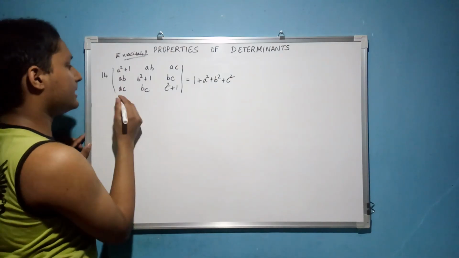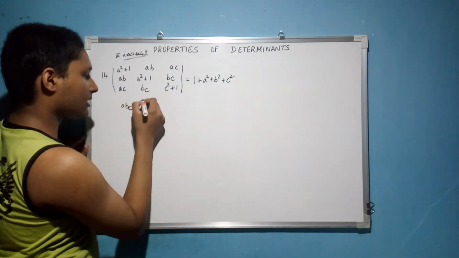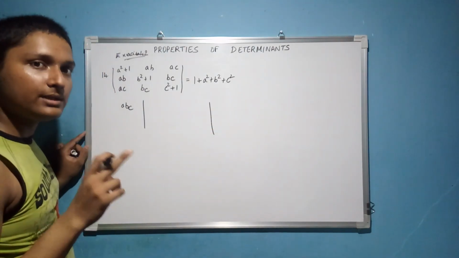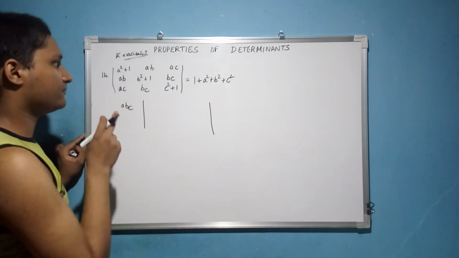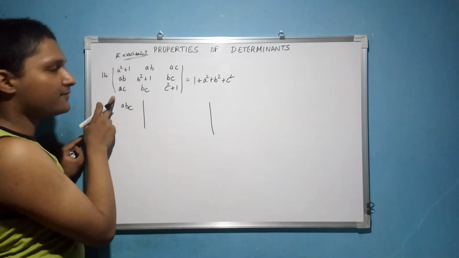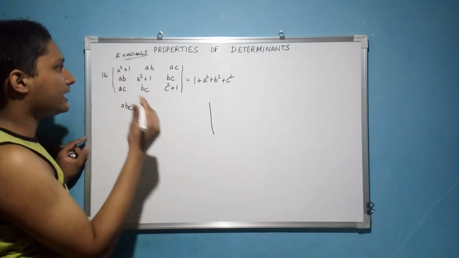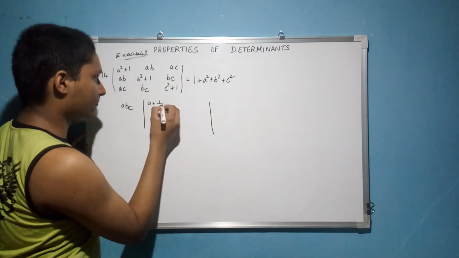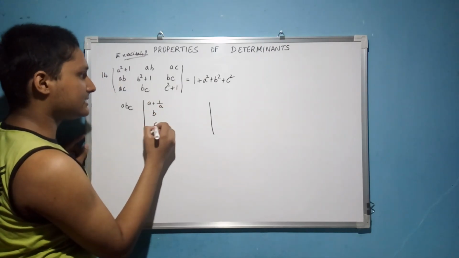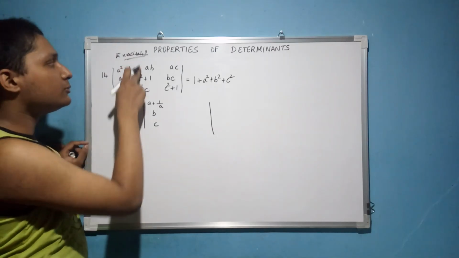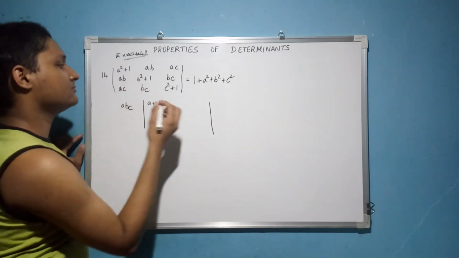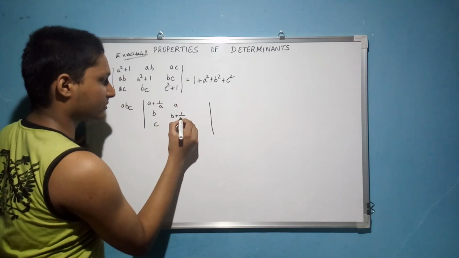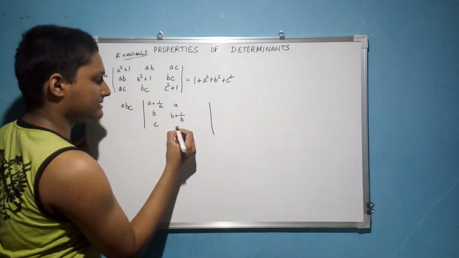So we'll remove ABC outside. I'll tell from where I have removed A, from where I have removed B and from where I have removed C. So if I remove A from the first column, that comes to be A plus 1 by A. This becomes B and C. Okay. I have removed B from the second column. That comes to be A, B plus 1 by B and C.